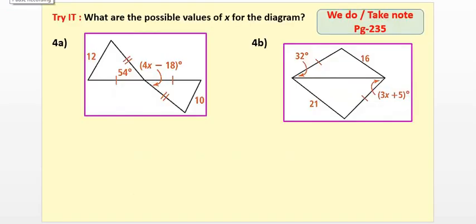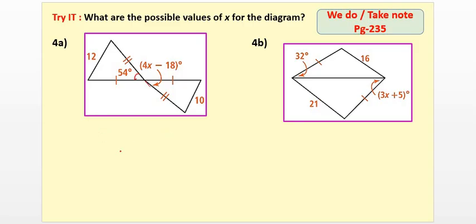Now let's solve some questions from the lesson, from the book. So here is a try it question. It says, what are the possible values of x for the diagram? Some students start thinking that they can make the equation 4x minus 18 is equal to 54. The reason is they think that these two angles are actually equal, but these two angles are not vertical angles. You can see this side is a little bit tilted towards this side, so this is not the case of the vertical angle.